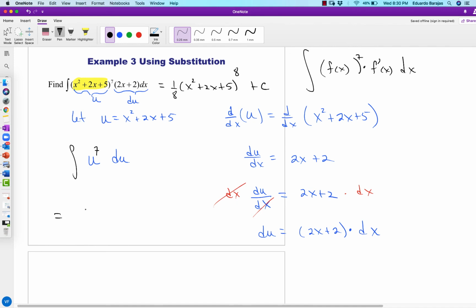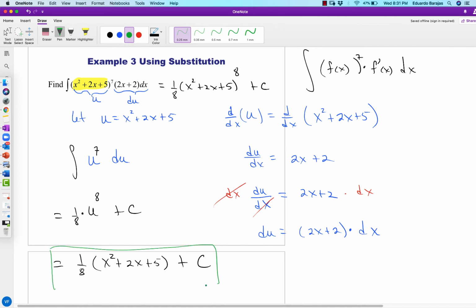That's just going to be equal to u to the power of 8. And then, of course, we adjust for that constant by multiplying by 1/8, plus a constant. And finally, we resubstitute the value of u to get our final answer of 1/8 times (x squared plus 2x plus 5) to the 8th, plus a constant. So we get the exact same answer. This one matches what we got before.